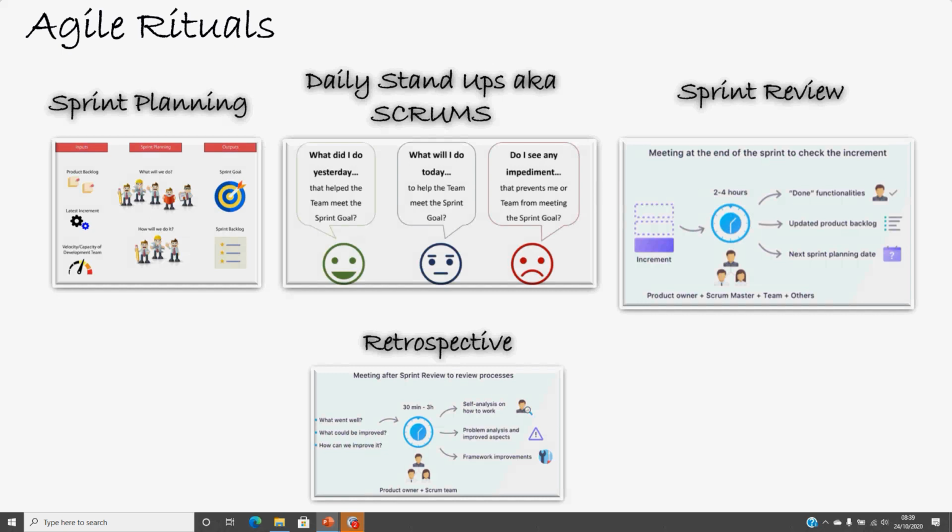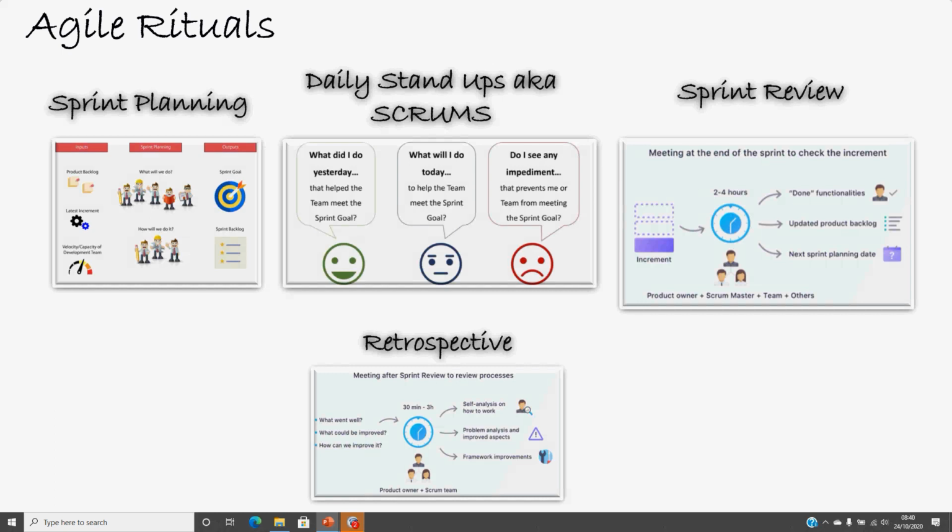In the sprint retrospective, you are not going through the product because you have already discussed the product in the sprint review. In sprint retrospective, you are actually going to discuss what went well in your sprint, the behaviors, what could be improved and how can we improve that. You do some sort of a self-analysis on how you were working, your problem analysis, the things related to maybe logistics and framework improvement and all those kind of things. These are the things which are discussed in your retrospective, and this also happens after the sprint review.